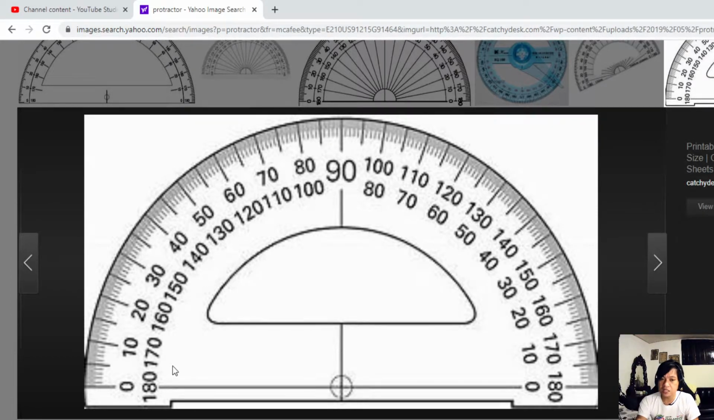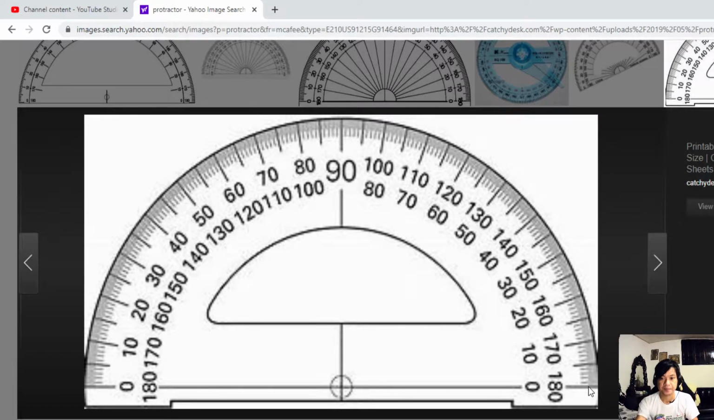So, makita nyo din dito sa ating protractor yung mga tick mark, yung maliliit na mark dyan. Each tick mark is equivalent to 1 degree, because from 0 to 10, these are divided into 10 parts. So, ibig sabihin, ang isang tick mark is equivalent to 1 degree. If you count from 0 to 10, lahat ng tick mark dito is equal to 10. Yung maliliit dito na mark, yan yung tick mark na sinasabi ko. That measures 1 degree.